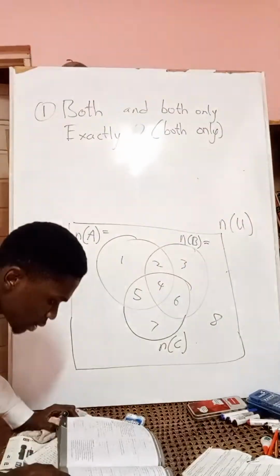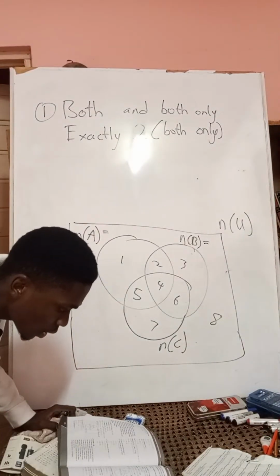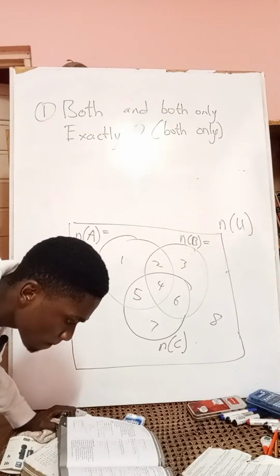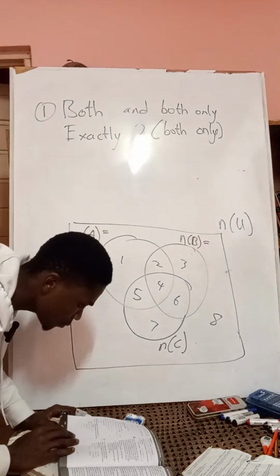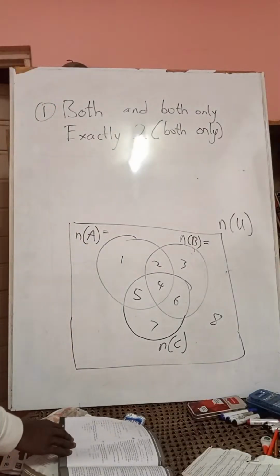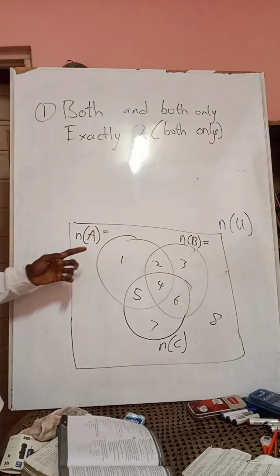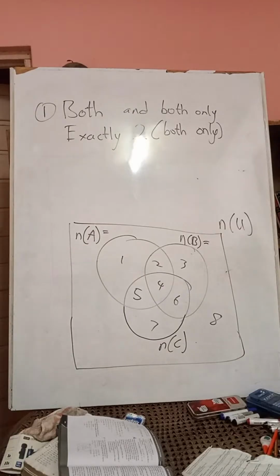Okay. So let's see. I want us to get some of the key terms. They can also ask you to find those who study, maybe, A and B but not C. A and B but not C. What will be the region?